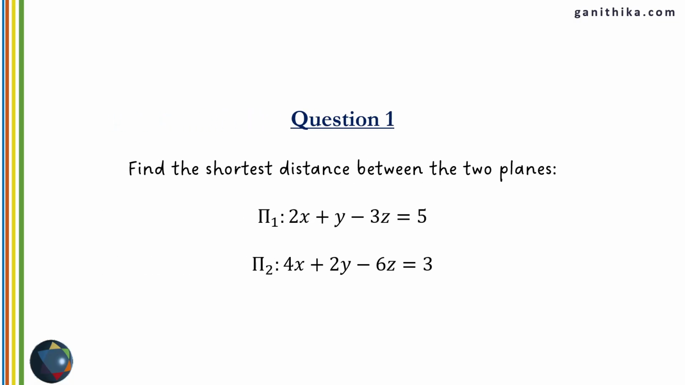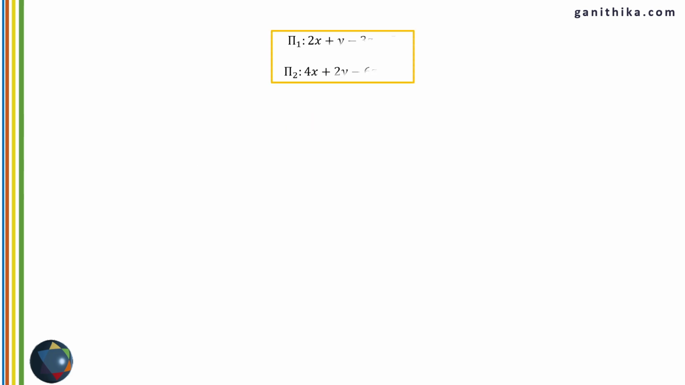This is the question given to you. If the planes are 2x plus y minus 3z equal to 5 and the other plane is 4x plus 2y minus 6z equal to 3, then we have to find the distance between these two planes. First of all, these are the two planes given. First of all, you have to check whether the given planes are parallel to each other.